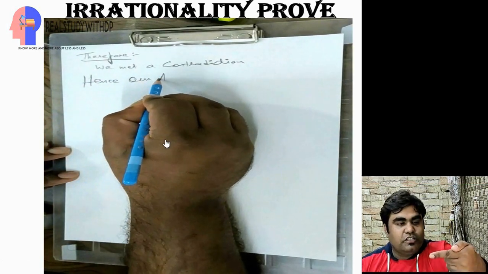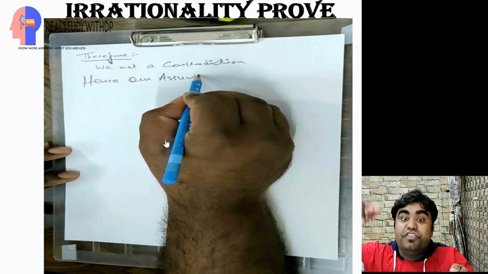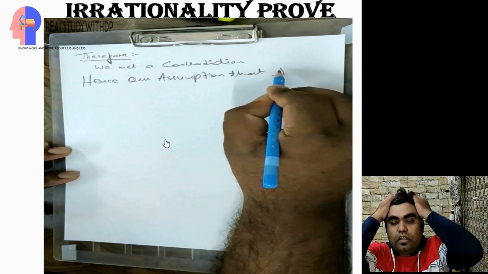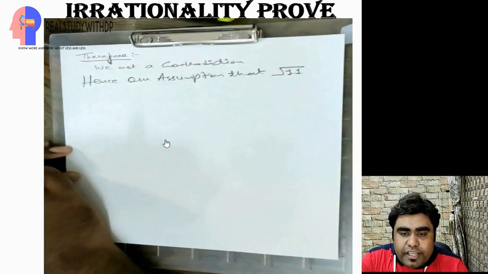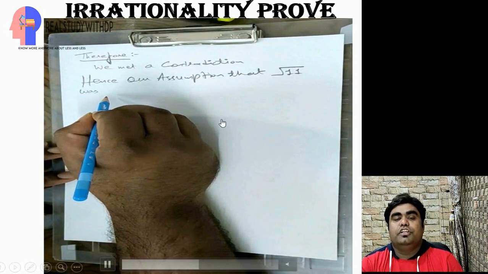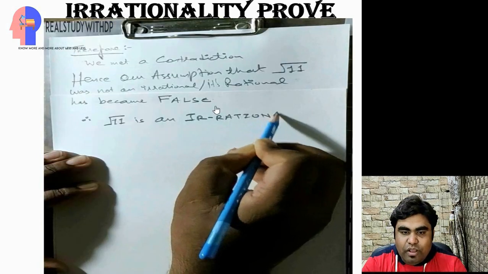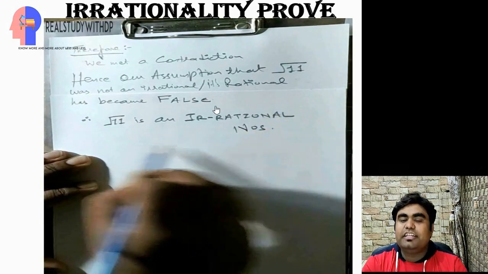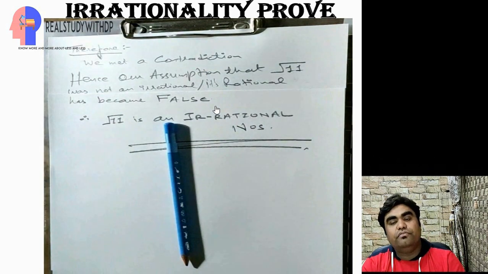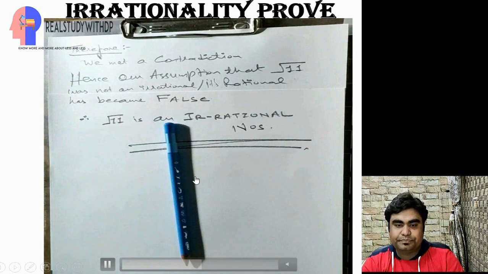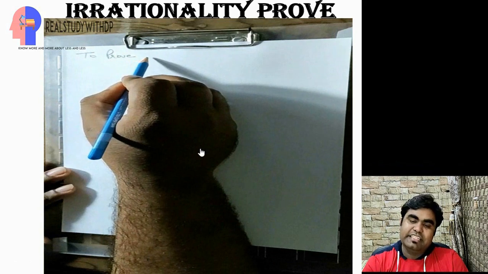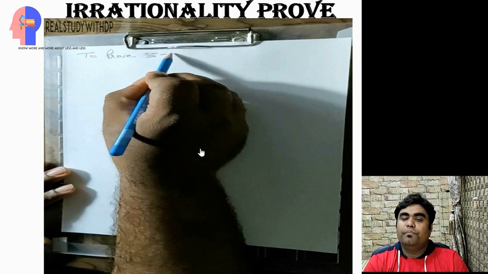What is the contradiction? That p and q are not co-prime, which we have assumed that p and q are co-prime. So we hit the contradiction over here. So we met a contradiction. Okay, it can't be possible. We met a contradiction. Hence our assumption that square root of 11 is rational has become false or incorrect. Hence square root of 11 is indeed an irrational number.